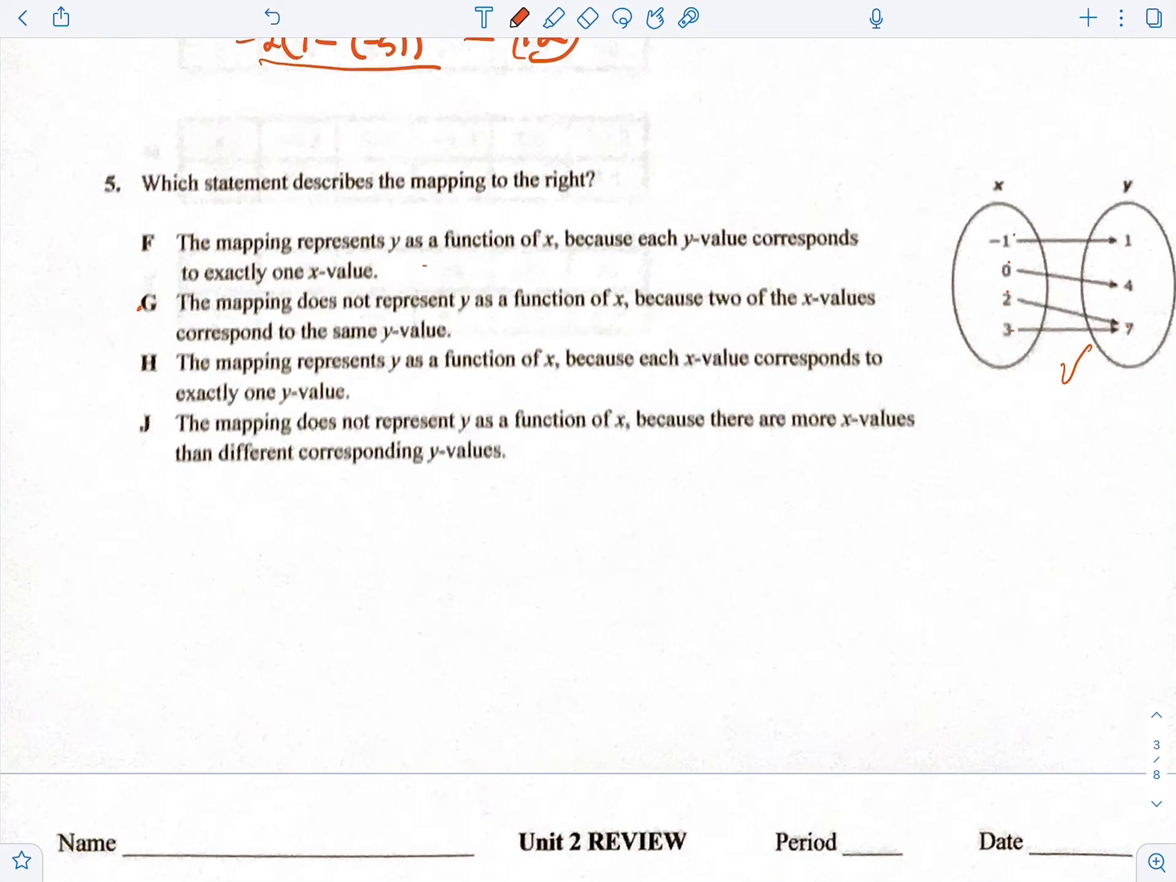But if we look here at G, it says the mapping does not represent a function. Well, we know that's not true because it is a function. J is also not true because it is a function. Let's look at H. It says the mapping represents y as a function of x because each x value corresponds to exactly one y value. Oh, yes, that's the right reasoning.